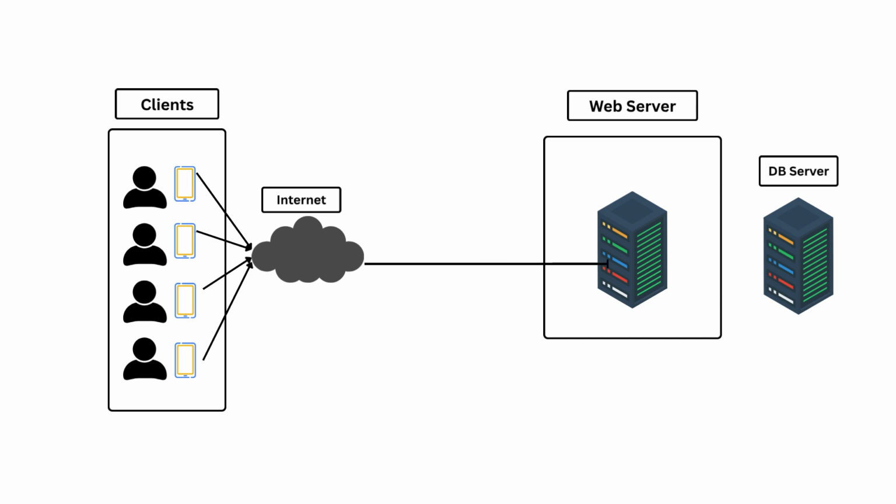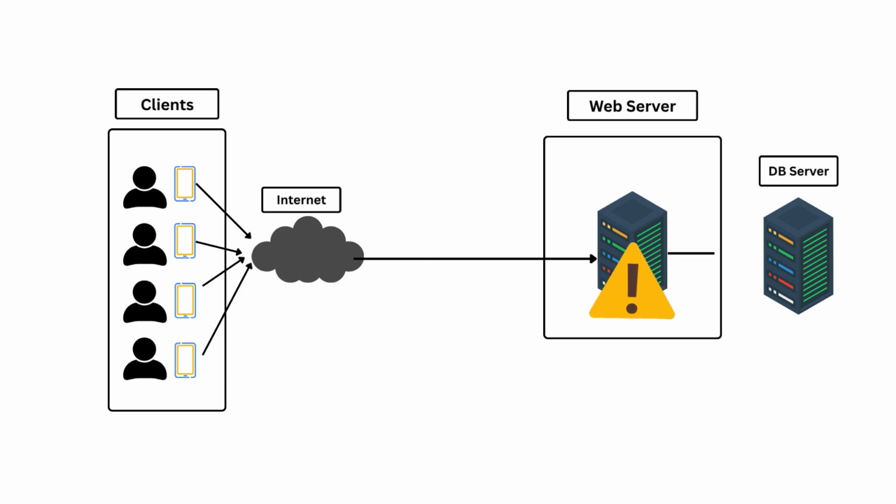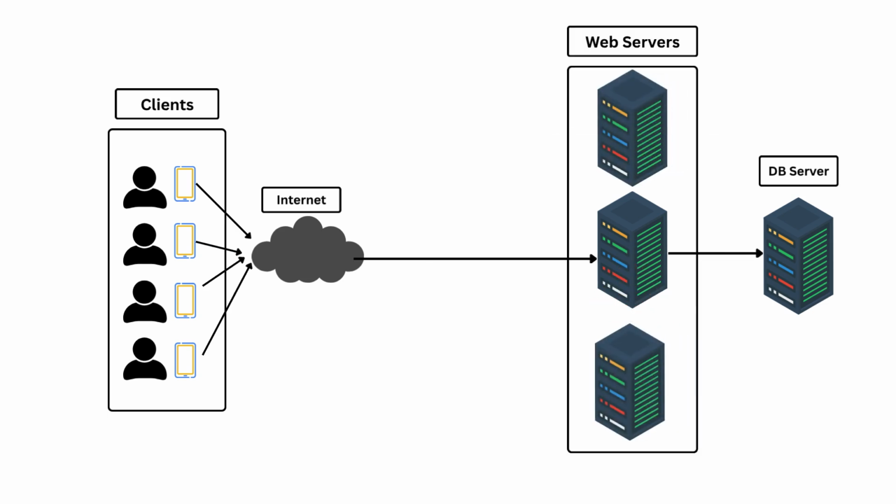Imagine 1,000 users open your app at the same time, but all requests go to just one server. It slows down, and then crashes. So we scale by adding more servers. Now we have multiple machines ready to handle requests. But now there's a new problem. How do we decide which request goes to which server?